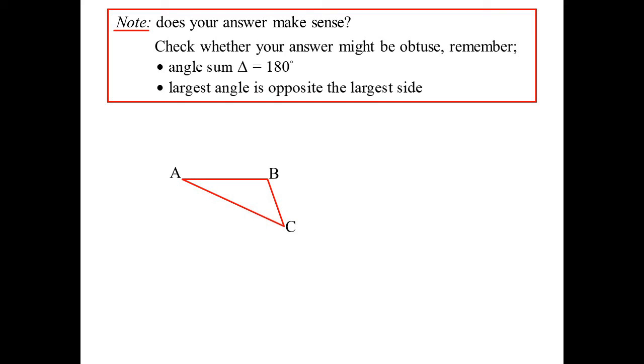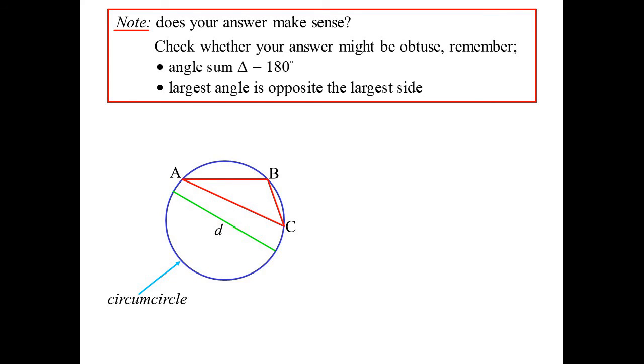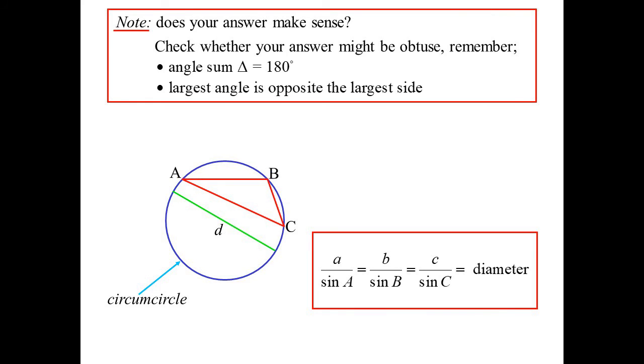So here's a triangle. I'm going to draw in what we call a circumcircle. Now, why do I bring this up? Because the sine rule is actually more than those ratios. It is actually that. A over sine A equals B over sine B equals C over sine C equals the diameter of the circumcircle that goes around the triangle.